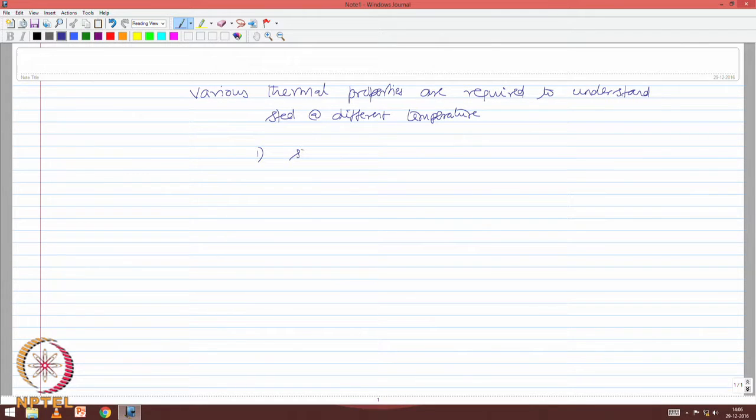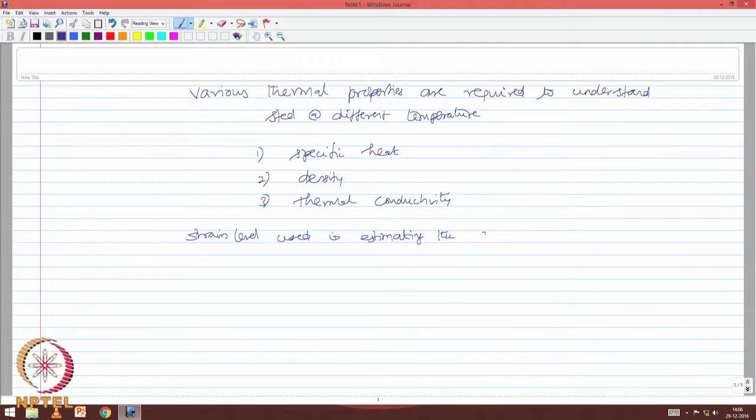For example, we should look at the specific heat, the density and thermal conductivity. We also said that the strain level used in estimating the characteristics should be consistent with the design approach.